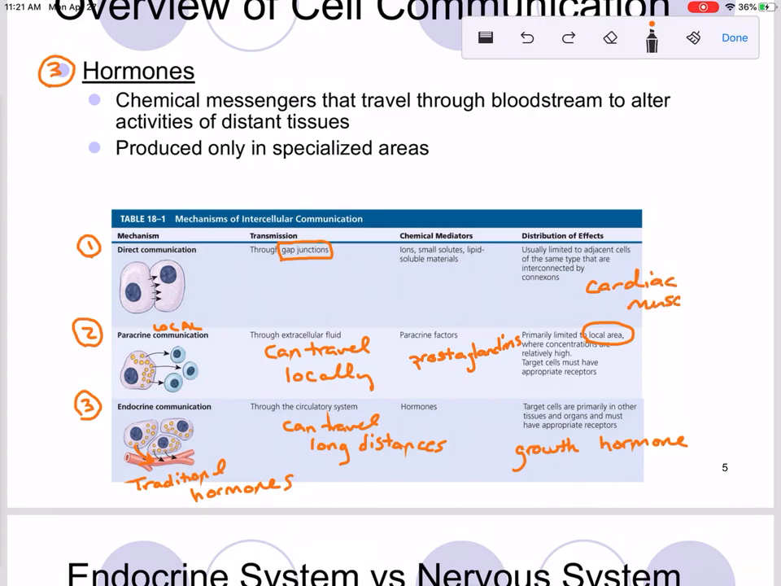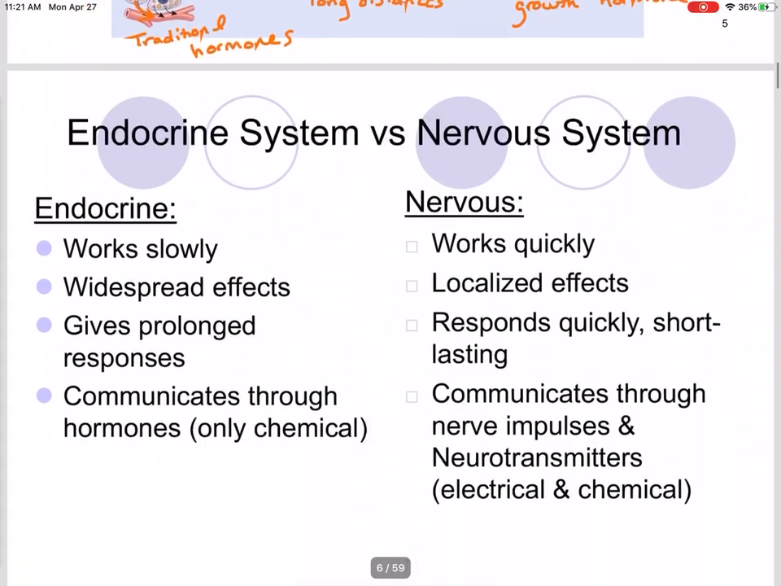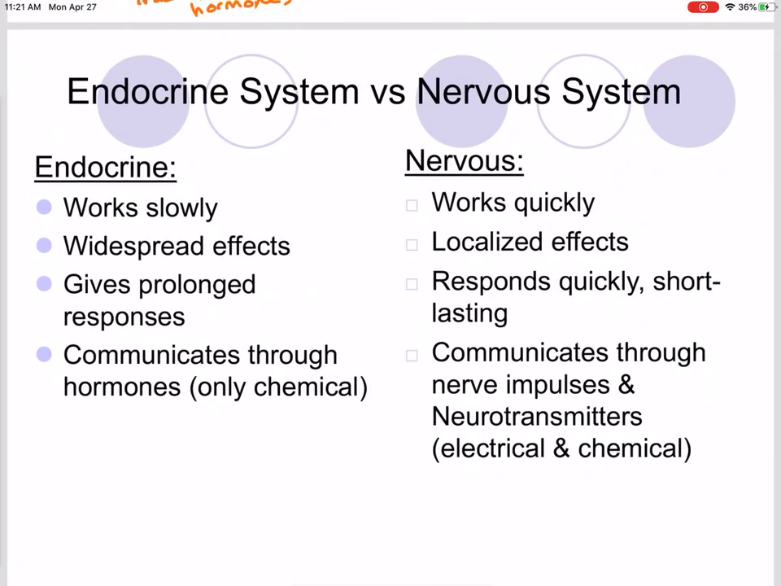So we've given an example of each one. An example of direct communication was cardiac muscle cells. Our example of a local hormone would be prostaglandins. And our example of a traditional hormone, which is what most of our hormones are, by the way, but an easy example for now would be growth hormone.